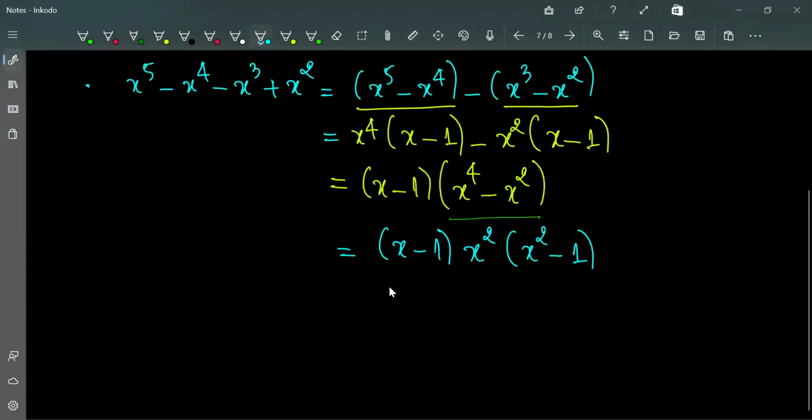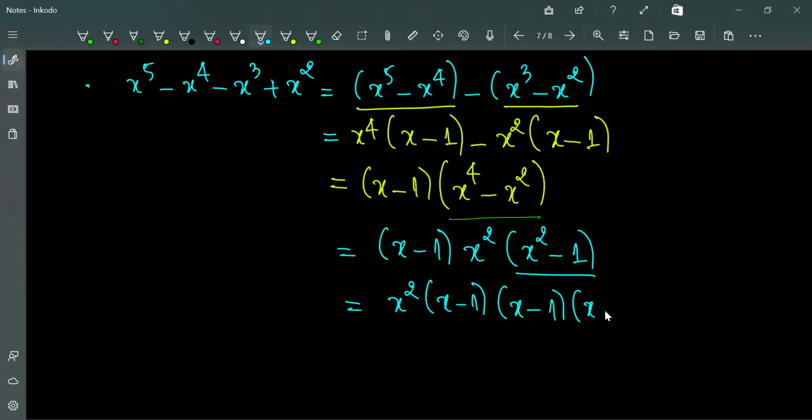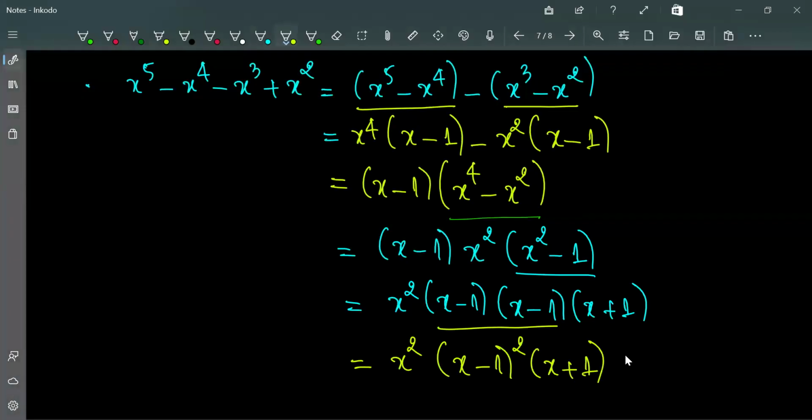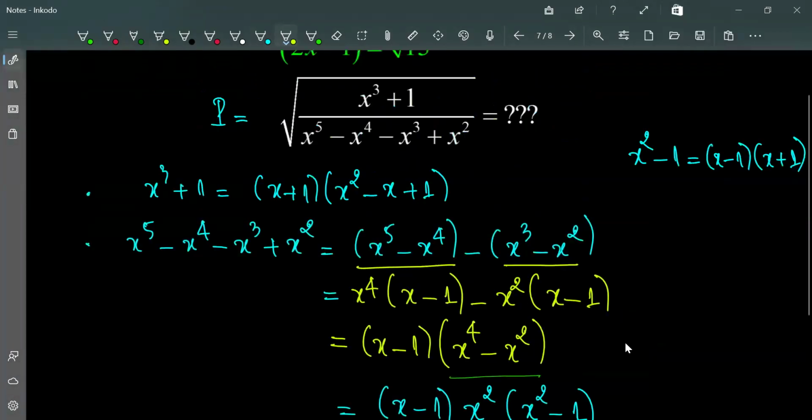Okay, so now we can write x squared times x minus 1, and then x minus 1 times x plus 1. Okay, for both expressions, we can write it as x minus 1 squared times x plus 1. Okay, so right now for p we can write this.